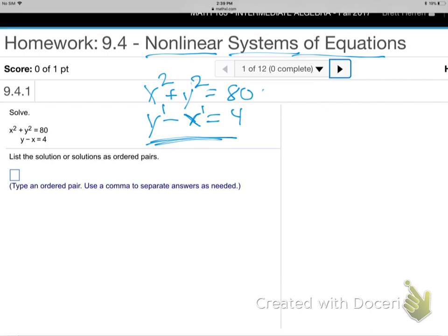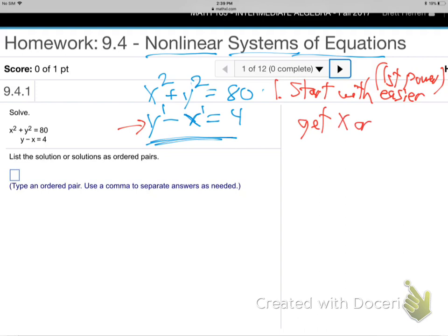So here's the first step. Start with the easier one. Which one of those two is an easier equation? Well, the linear one. It just has first power, so that's easier. Start with that one. Get x or y alone, then plug it into the other. Doesn't matter which one you get alone, and then you plug that into the other equation. So you're always plugging one equation into the other.